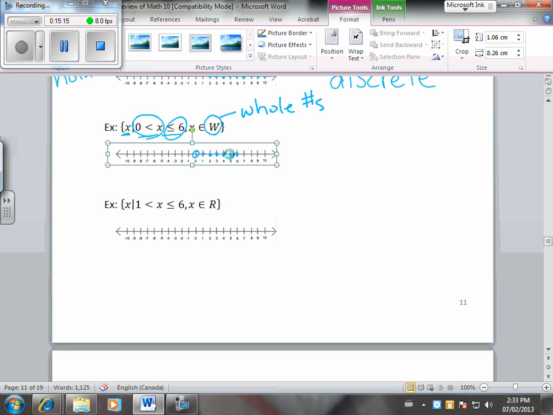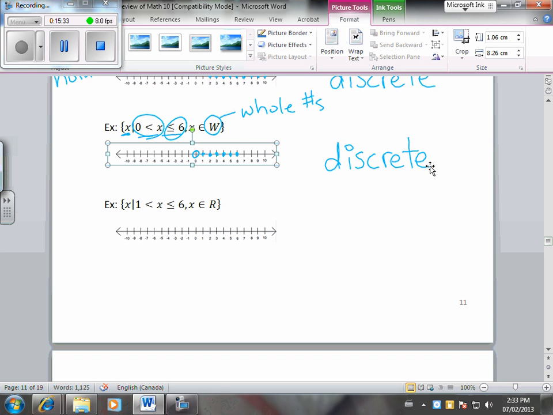Okay, so once again, I do not have a line. I do not have arrows because I have an upper and a lower limit. This makes this data discrete. So if you have no line, your data is discrete.